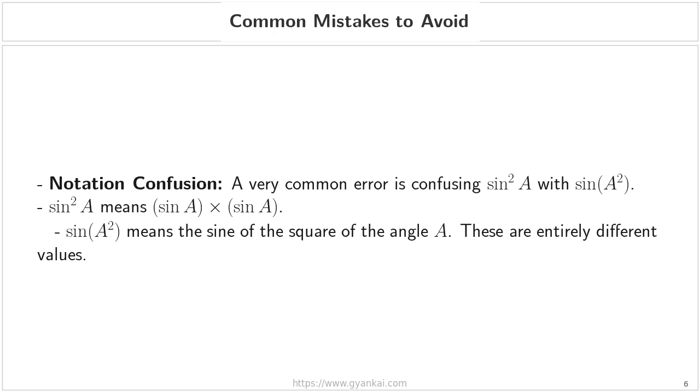This is perhaps the most frequent error I see in student work. Please be very careful not to confuse sine squared of A with the sine of A squared. When you see sine squared of A, it simply means the sine of A, multiplied by the sine of A. However, if you write sine of A squared, you are actually calculating the sine of the angle A after it has been squared. These two expressions represent entirely different values, so always keep an eye on where that exponent is placed.